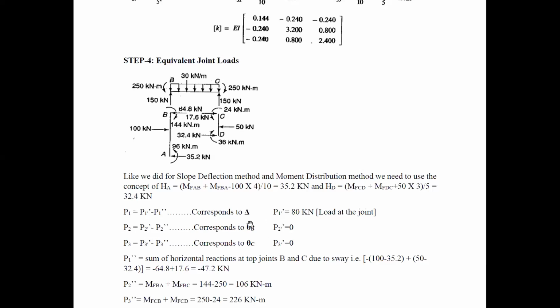P1 dash, P2 dash, P3 dash correspond to the horizontal loads acting at the joint that has to be stressed. So it's a load acting at the joint. That is a very important parameter that we need to understand. We should not take those loads acting on the members. We should only consider the load acting at the joint. Next part.